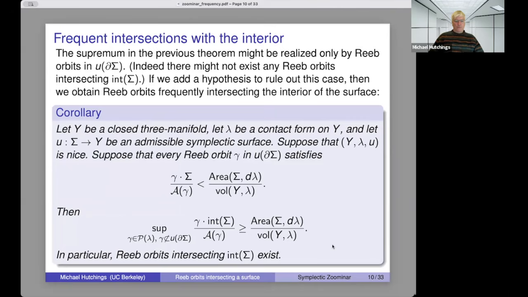And in particular, if we don't even care about the frequency, this says that there have to exist Reeb orbits intersecting the interior of the surface. If they didn't exist, the supremum would be minus infinity. So this corollary is actually just an equivalent restatement of the previous theorem. Okay.